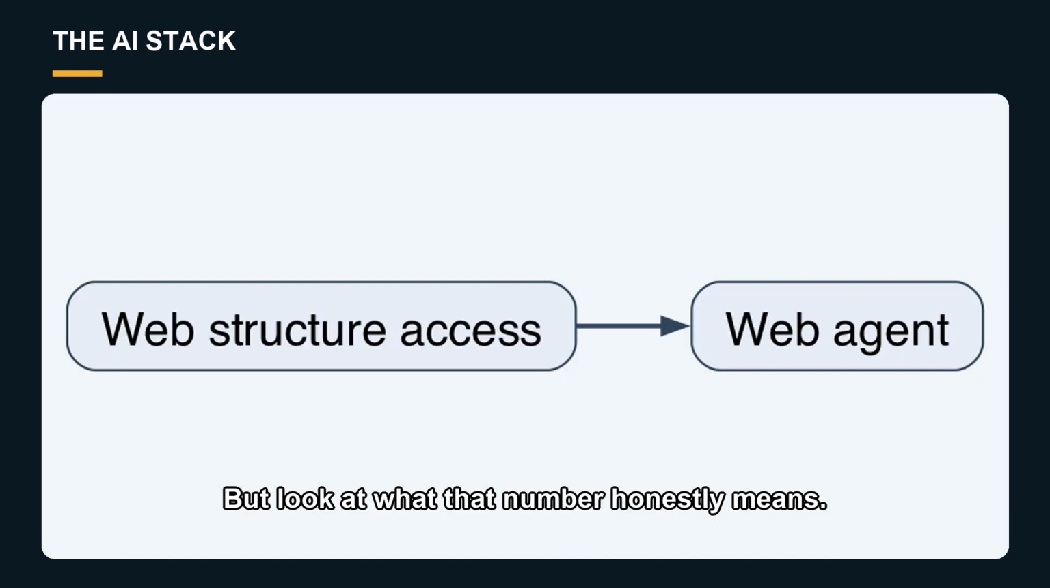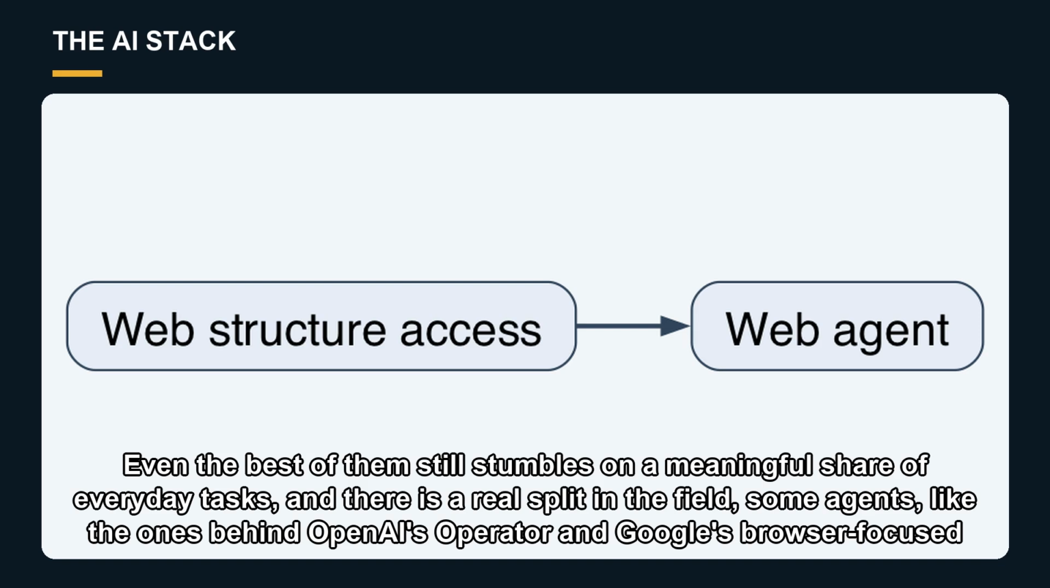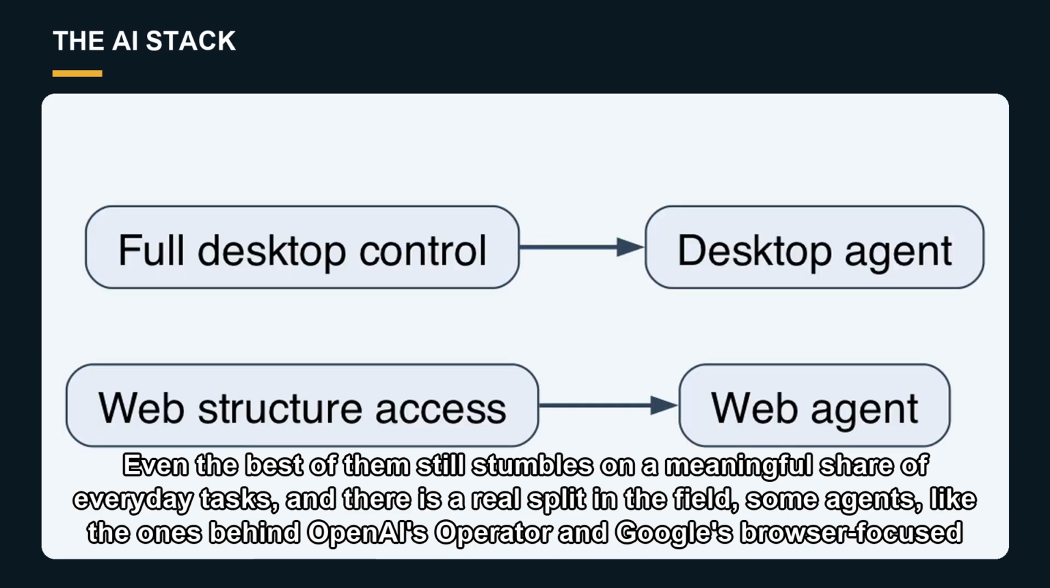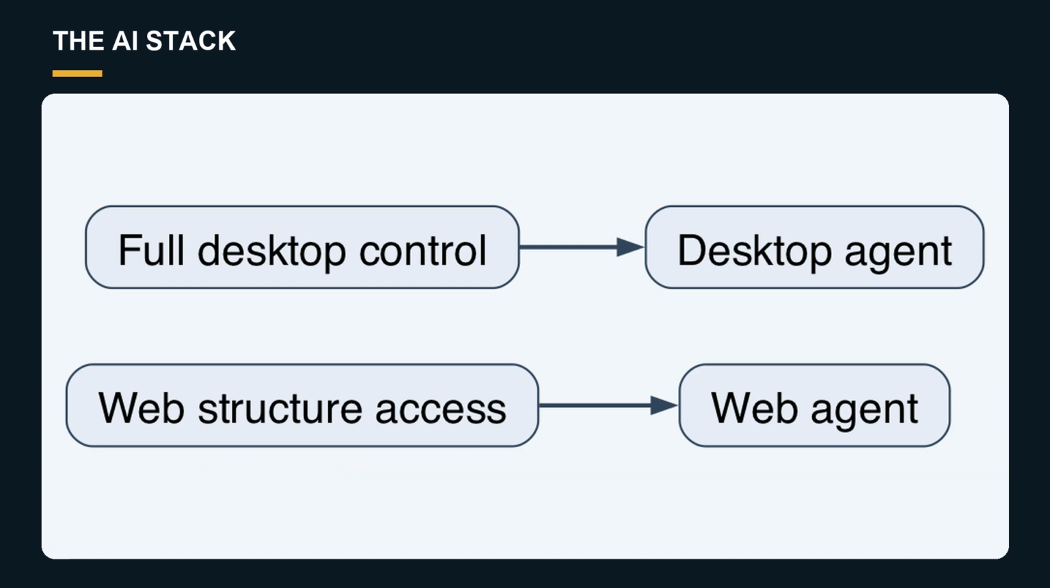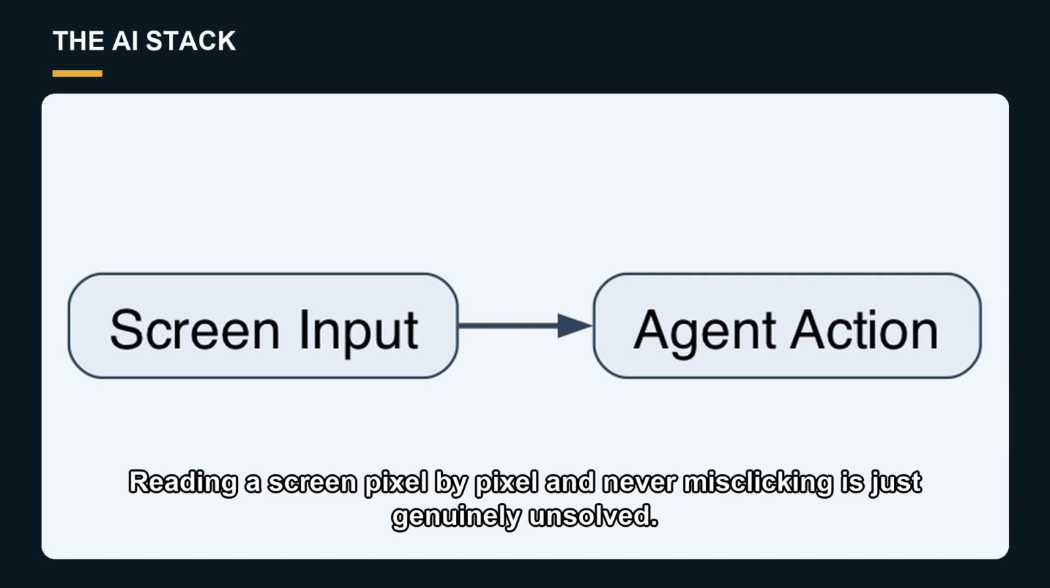But look at what that number honestly means. Even the best of them still stumbles on a meaningful share of everyday tasks, and there is a real split in the field. Some agents, like the ones behind OpenAI's Operator and Google's browser-focused efforts, specialize in the web where they can also peek at the page's underlying structure, while others, like Claude's computer use, trade some of that browser polish for the ability to drive a full desktop, any app, not just a browser tab. Reading a screen pixel by pixel and never misclicking is just genuinely unsolved.